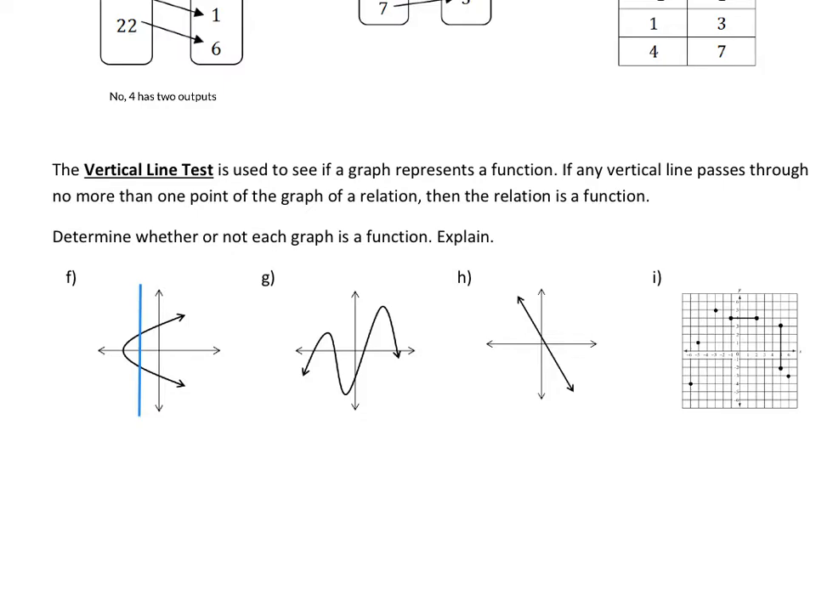So we would write, no, it fails the vertical line test. And we can go ahead and abbreviate that as VLT. So no, it fails the vertical line test.